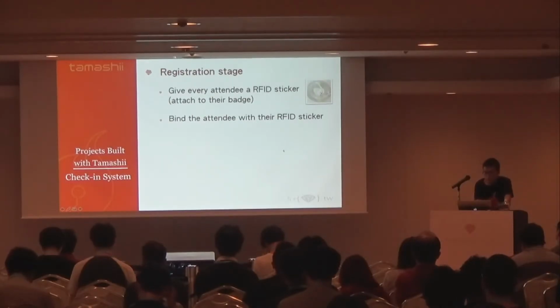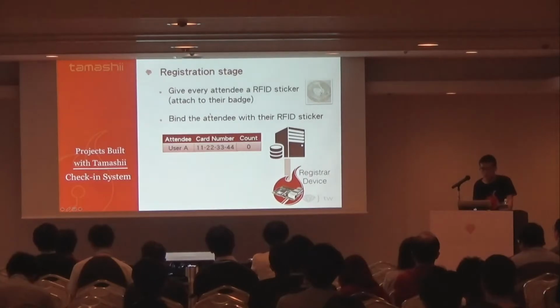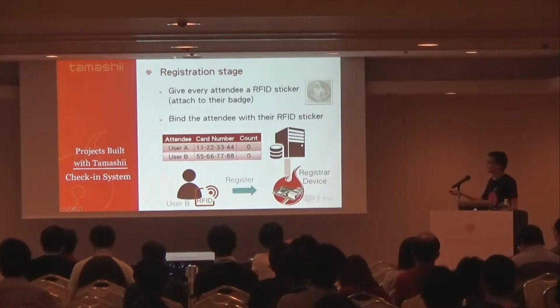In the registration stage, we will give every attendee an RFID sticker, like the picture here. It's a very small sticker, and we will attach it to their badge. This sticker is like an electronic ticket, like a Suica or ICOCA card, but it's very small. When the user is registering, we will bind the attendee with their RFID sticker on the server, and we can have their data in the server's database.